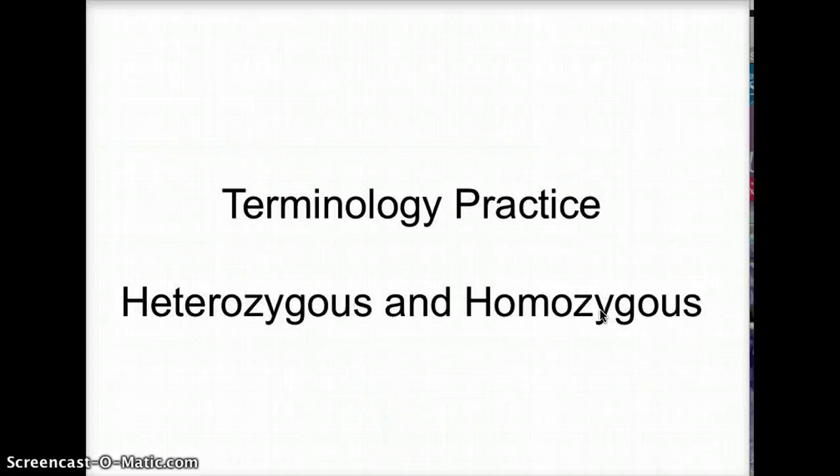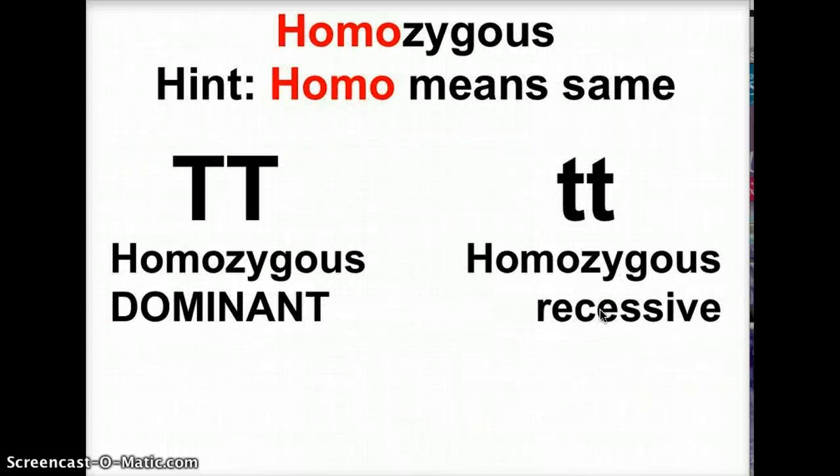The third terminology practice will be homozygous and heterozygous. There are two ways to describe the genotype combinations based on the letters you see. The first set of examples shows a homozygous combination. Homozygous means having two identical alleles for a particular gene. A pairing of two capital letters or a pairing of two lowercase letters is homozygous.